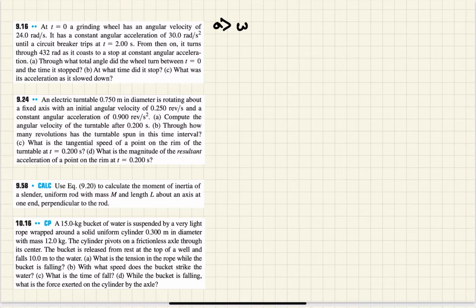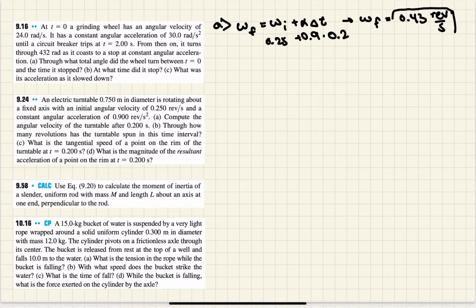This is the same exact equation. Omega final is equal to omega initial plus alpha times delta t. Omega final is what we're trying to find. This is 0.25 plus alpha is 0.9 times t is, what was it, 0.2. And so 0.9 times 0.2 gives us 0.18. And then you add that to 0.25, we're going to get a final angular velocity of 0.43 revolutions per second.